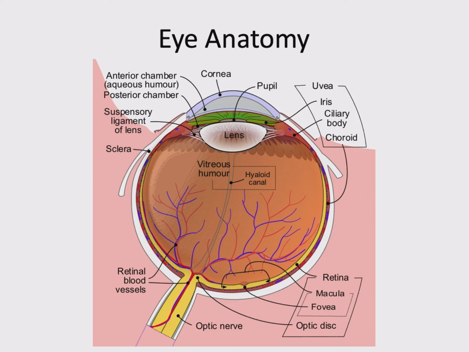Okay, eye anatomy. There's a lot going on here, but I'm going to just try to hit the simple parts here and ignore a lot of the things that we maybe don't need. Light comes in past this outer part called the cornea, past the lens. This is the part that can be adjusted.